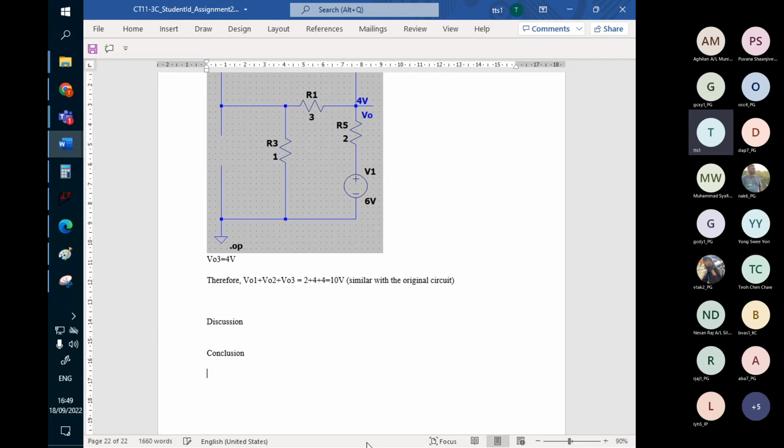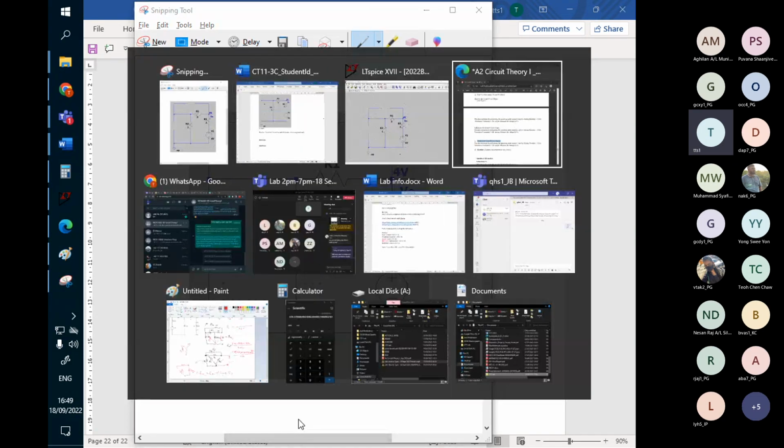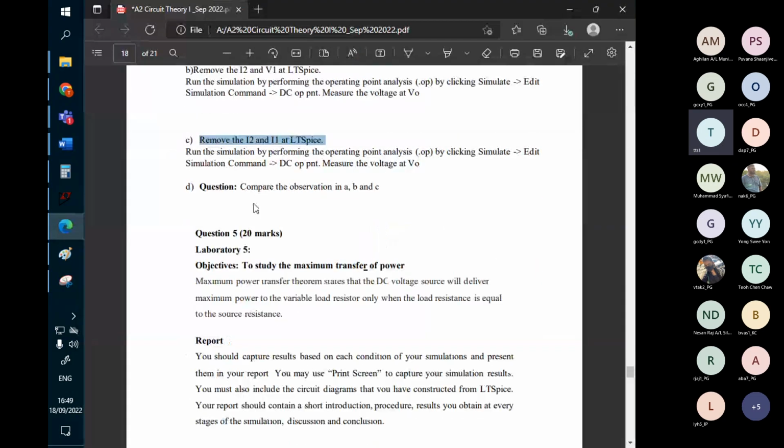Let me see, is there any question or not? Yeah, there's one simple question. Compare. It just asks you to compare the observation.